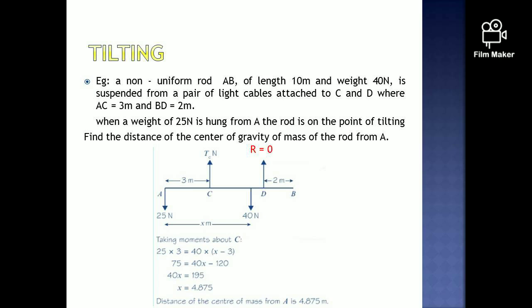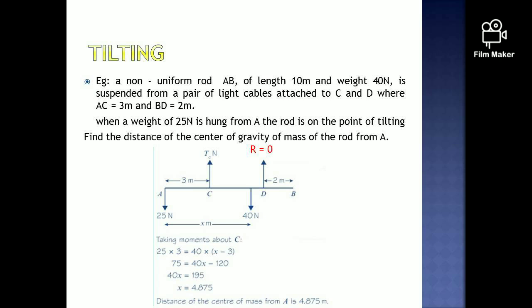If we start with this question, the question is a non-uniform rod AB. If the rod is non-uniform, the center of gravity is not at the midpoint. Sometimes in this type of question, they might give us the distance of the center of gravity from one corner, or sometimes it might be what we need to find. I think we have done a similar question in our previous video as well. The length is 10 meters and the weight is 40 newtons. So still we don't know at which point we have to mark this 40 newtons.